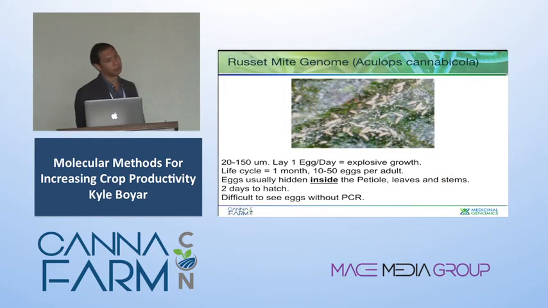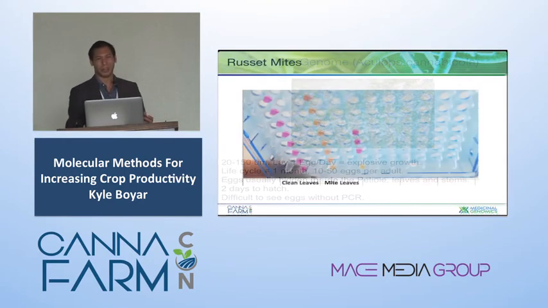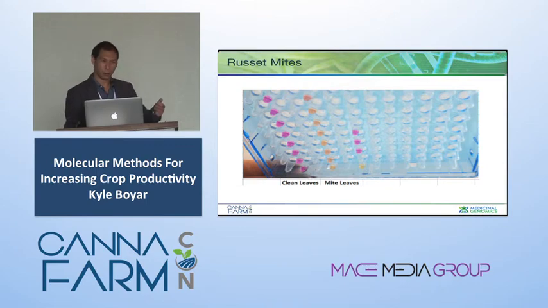We design these tests to make sure that things we can't normally see easily with the naked eye, now we can see them. So after doing this with the russet mites, we sequenced the russet mite genome. The problem with these things is there's an explosive amount of growth. They lay eggs very quickly, 10 to 50 eggs per adult, so they can get out of hand very quickly. And these eggs are hidden in the petioles, leaves, and stems in very tricky places, and they're not really easy to see with the naked eye. When you take a hole punch of this stuff and can get really in depth, now you know for sure if you've got russet mites or not.